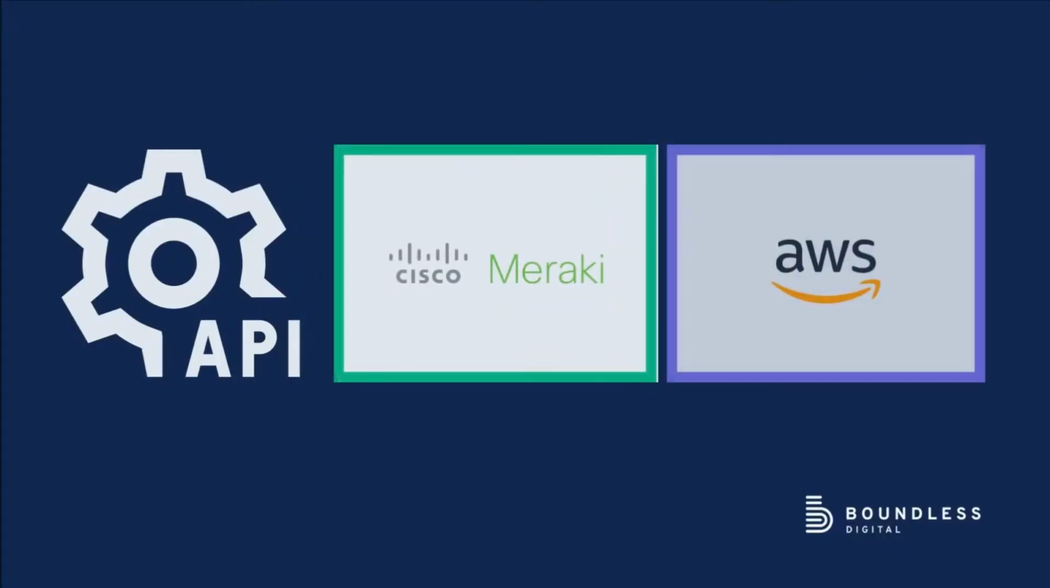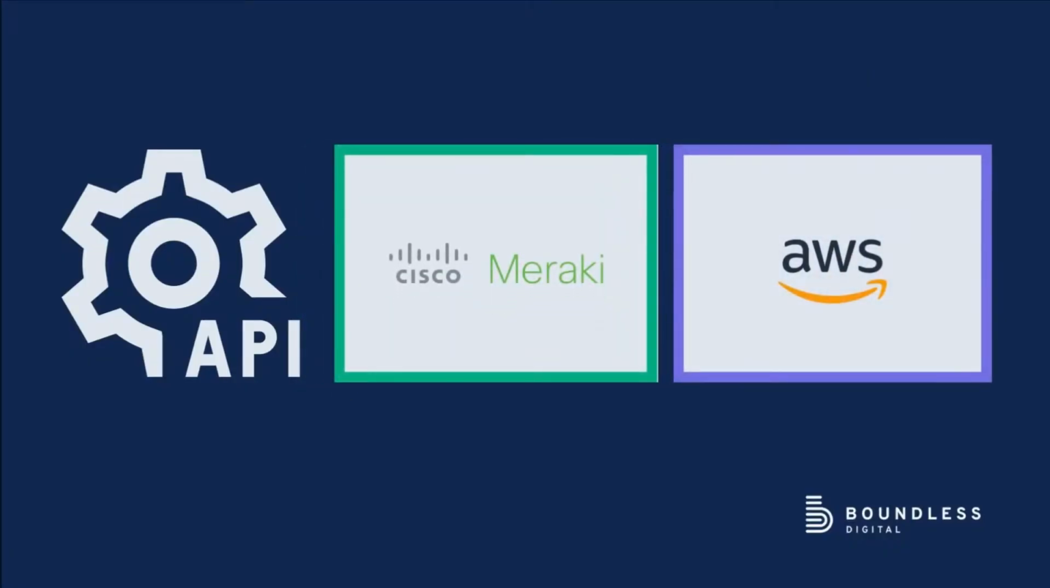And in today's video, I'm going to be showing you how you can automate the deployment of a vMX onto AWS. So to do so, we're going to be using the AWS APIs as well as the Meraki APIs.